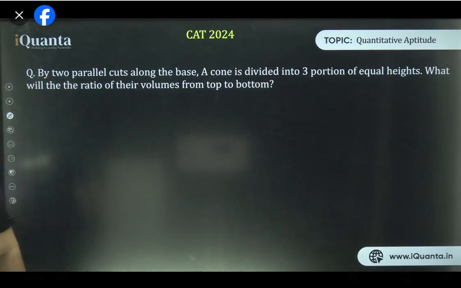Going to the next question. By two parallel cuts along the base, a cone is divided into 3 portions of equal heights. What will be the ratio of their volumes from top to bottom?